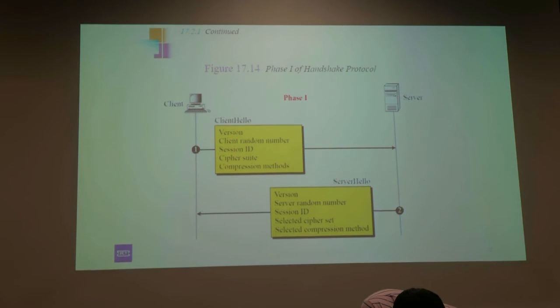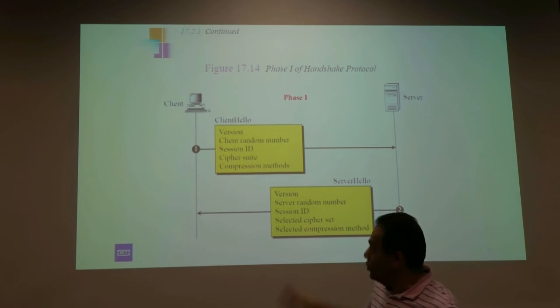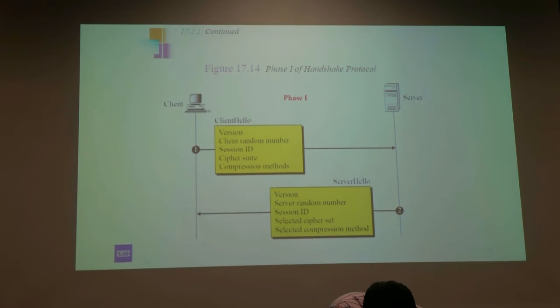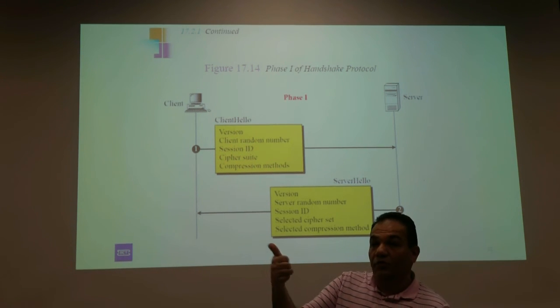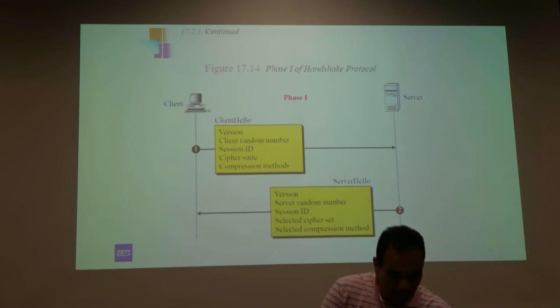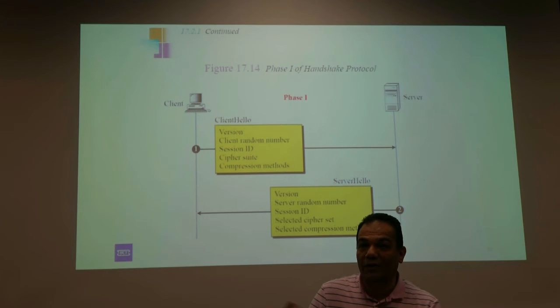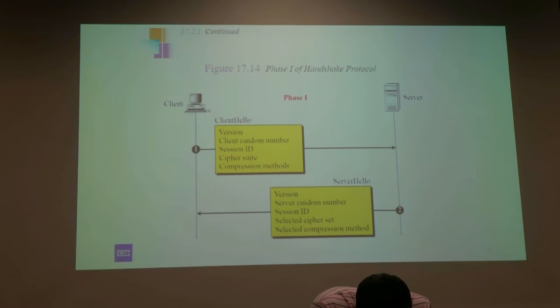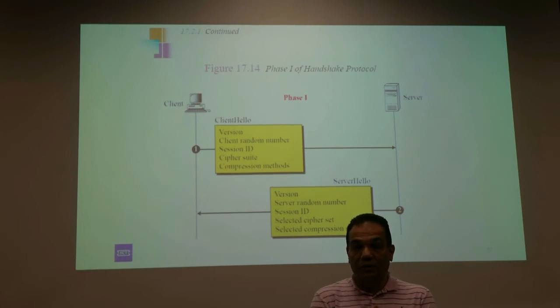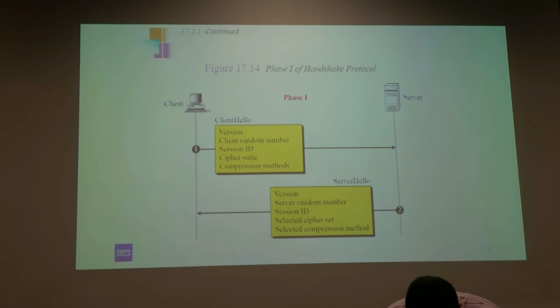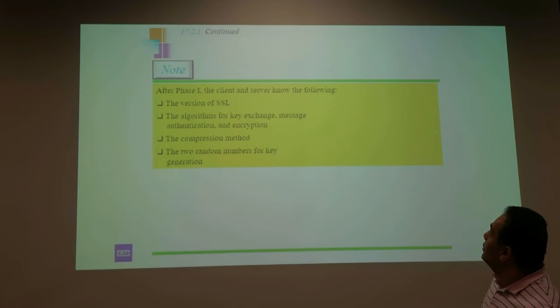Then after that, we will explain the server hello. After phase one is finished, the client and the server know the following. The version of SSL, because there are multiple versions, so they have to use a similar version. Number two, the algorithms for key exchange, message authentication, and encryption, which they agree on through the cipher suite. And then the compression method, and the two random numbers for the key generation. That's the result of phase one.